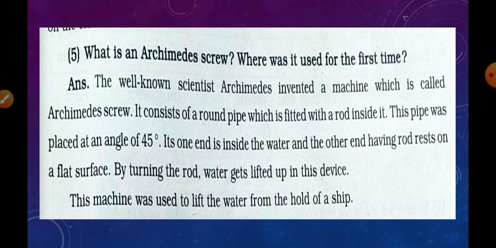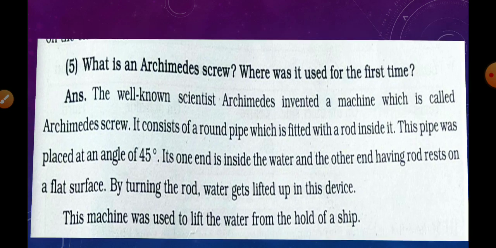This pipe was placed at an angle of 45 degrees. Its one end is inside the water and the other end, having the rod, rests on a flat surface. By turning the rod, water gets lifted up in this device. This machine was used to lift the water from the hold of a ship. And this is the answer. You copy it down in the workbook.